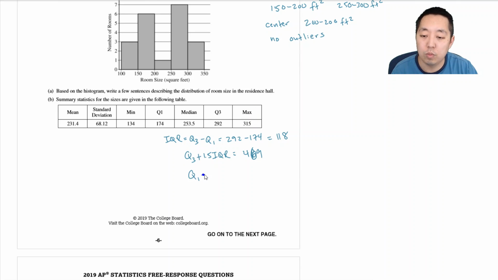And then we look at 1.5 IQR below Q1, and so that ends up being 174 minus 1.5 times 118. That'll give me something like negative 3. But the minimum is 134. So again, anything below negative 3 would be considered an outlier, but there's nothing. So there are no outliers.